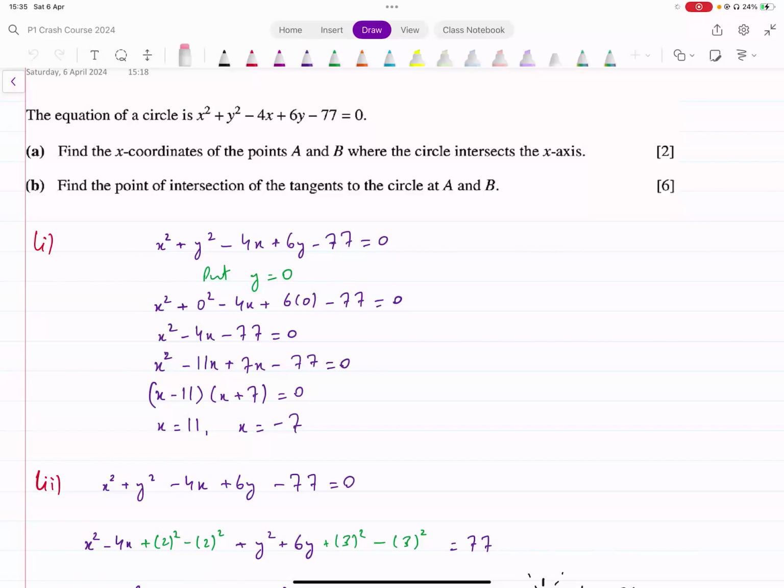All right. So question number 19. This is a good one from the worksheet. Question number 19. Do have a look at this. Question number 19 from the worksheet.